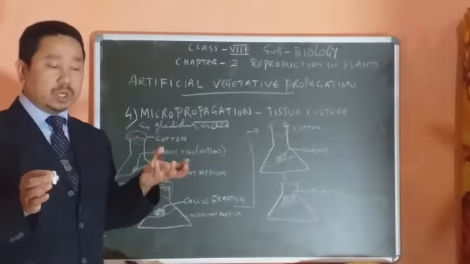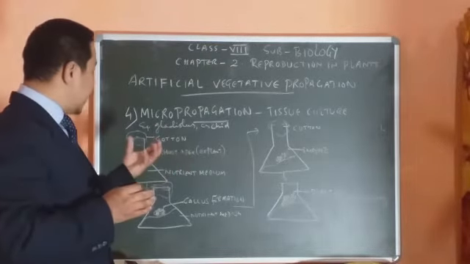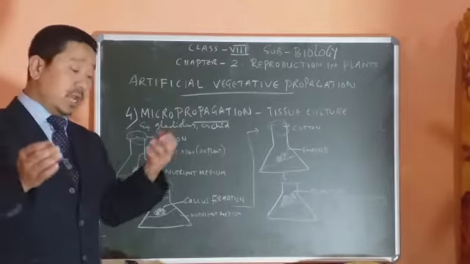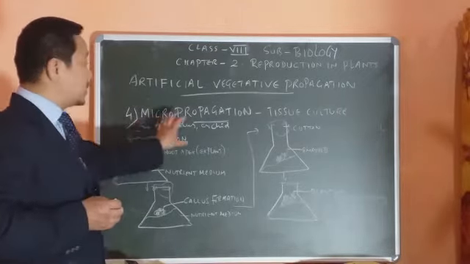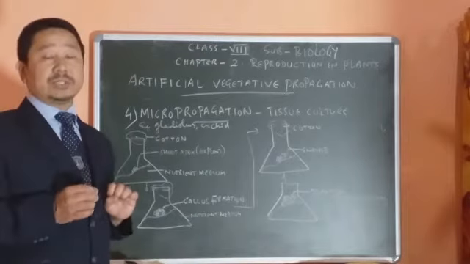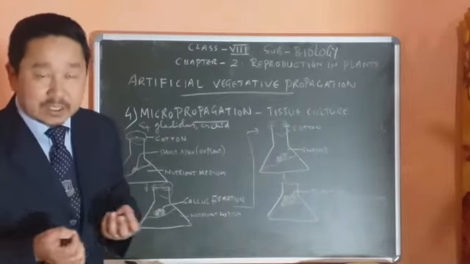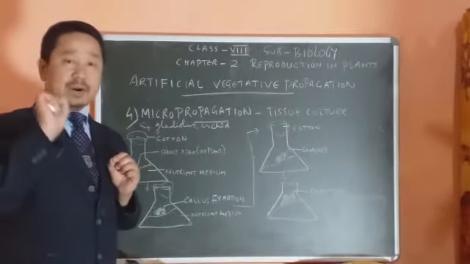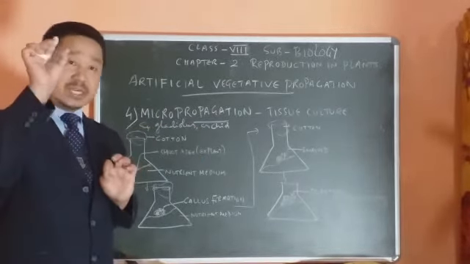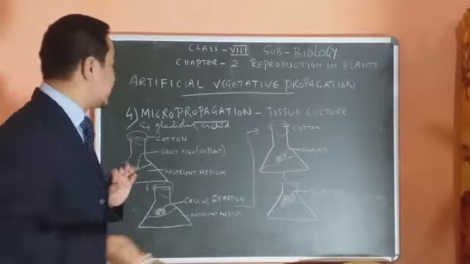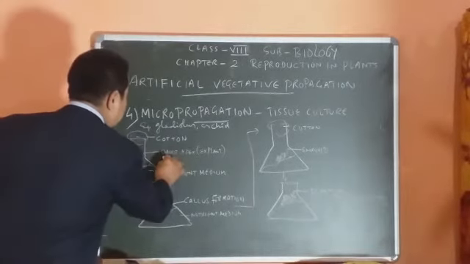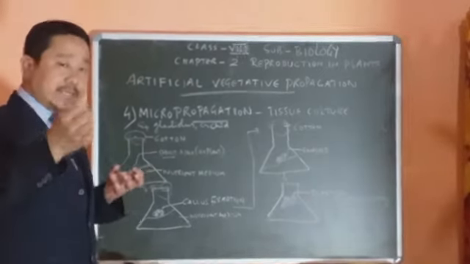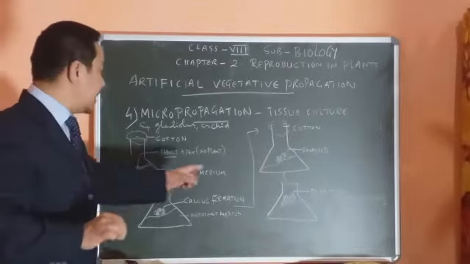Suppose you are going to do the micropropagation of gladiolus or orchid. In that case, you take the shoot apex of gladiolus or orchid. Shoot apex means the tip of the shoot. That is taken, and it is called explant.